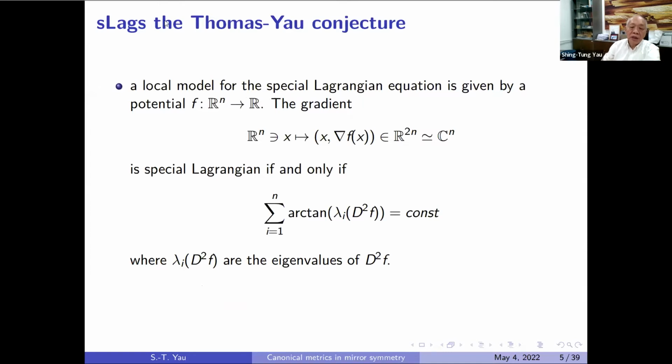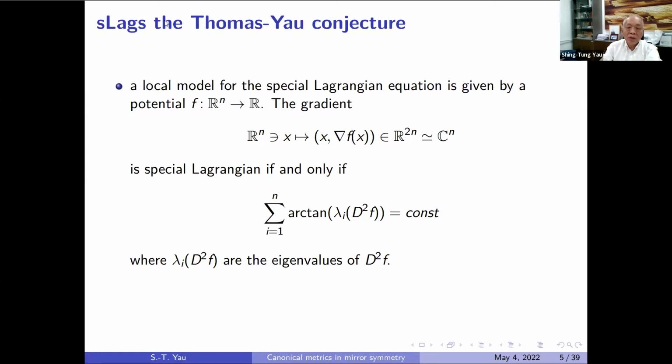It turns out to be equivalent to this equation, which was written down by Harvey and Lawson: the sum of arctangent of λ_i, where λ_i are the eigenvalues of the Hessian D²f of the function. It's a real valued function, so you can talk about the Hessian. Then you take arctangent and sum it up together, and this would be a constant. This is equivalent to the equation that we just saw. So this is a local model. Writing the submanifold in a local model, you can write the equation in that way.